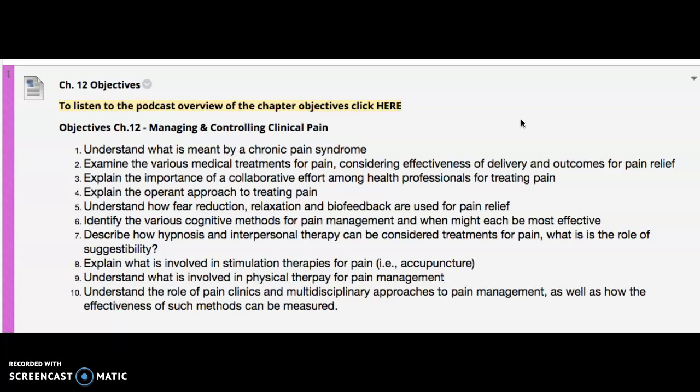And that will conclude Chapter 12, Managing and Controlling Clinical Pain.